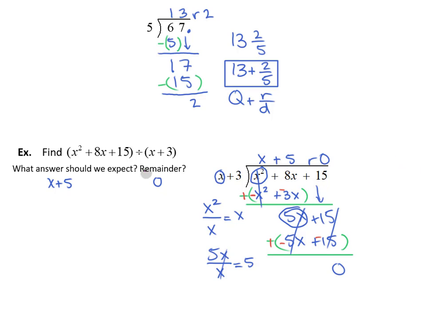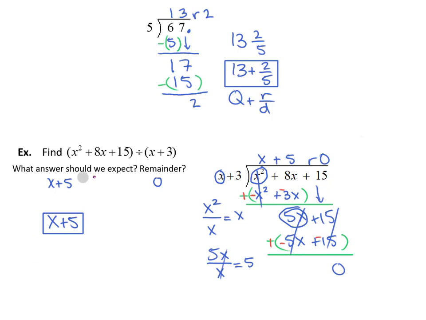So don't forget, we write our answers in the form quotient plus remainder over divisor. So my quotient would be x plus 5 plus our remainder, which is 0, over the divisor, x plus 3. However, if you get a remainder of 0, we don't need to write this extra expression. Only when it's not 0 would we. So in this case, we can omit the remainder over divisor since it went in perfectly. And our answer is the expression x plus 5.